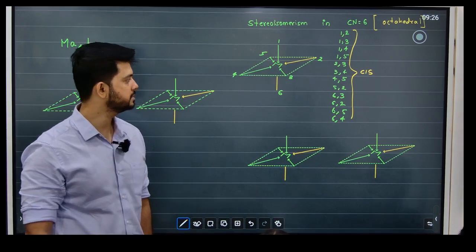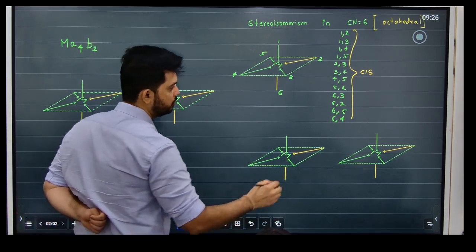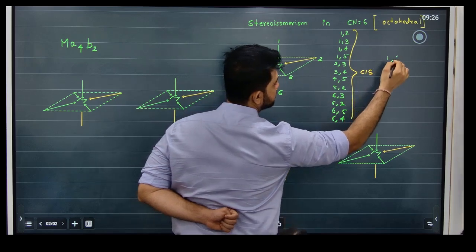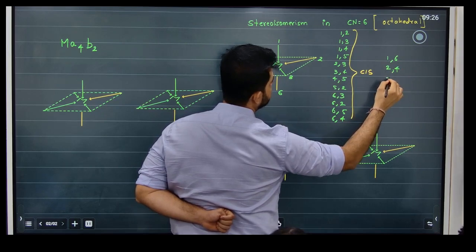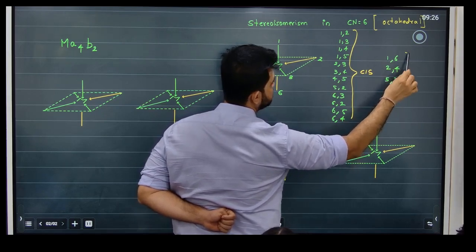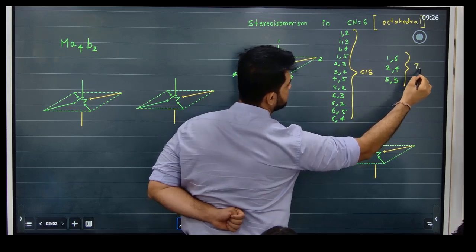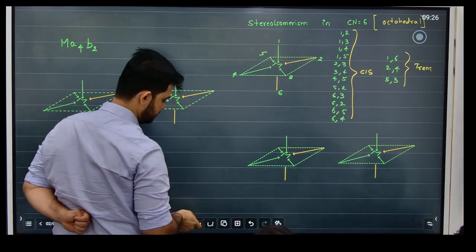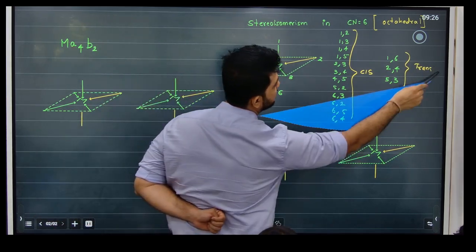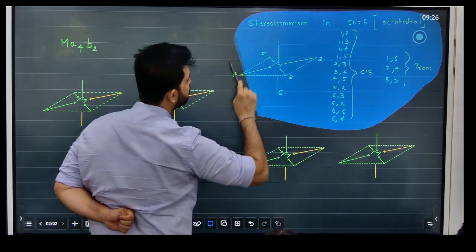What about trans? 1 and 6, 2 and 4, 5 and 3. All these will be classified as trans configuration. Everyone got that? Yes or no?